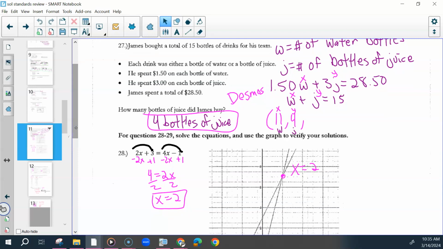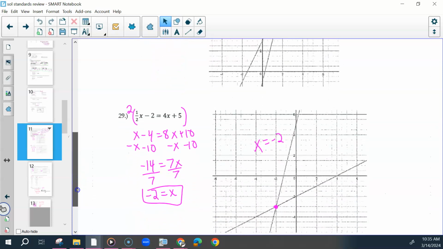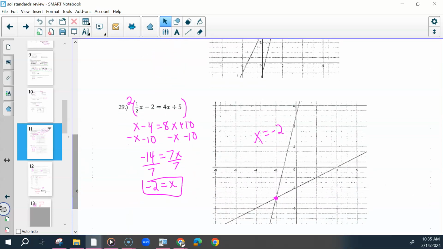You could have used Desmos, or you could have just looked at this. So it took both sides of this and put them in as separate expressions to see where they would cross. You could also just put the entire line in to see it would be a vertical line at x equals 2. You could solve it, but your answer should have been x equals 2. And then 29, the answer was x equals -2. And then go on to the next page.